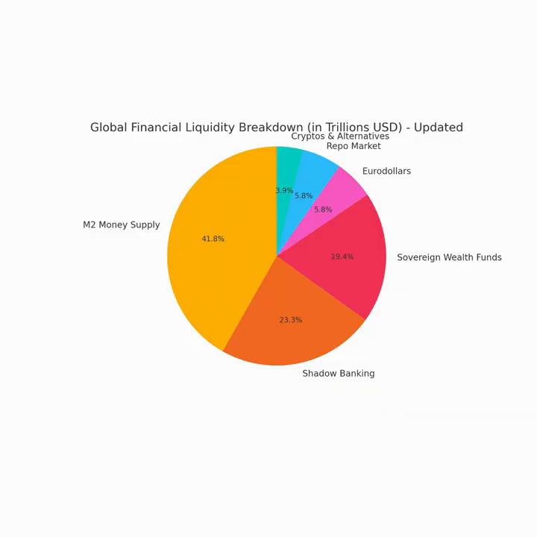Chart 3, Global Financial Liquidity Breakdown. This pie chart breaks down the components of USD-denominated global financial liquidity, showing the relative contributions of M2, shadow banking, Eurodollars, repo markets, and cryptocurrencies. By aggregating these components, we can create an index that accounts for the diverse sources of liquidity in the global financial system. This index would allow for more accurate tracking of liquidity trends and offer better insights into potential risks and opportunities in the global market.